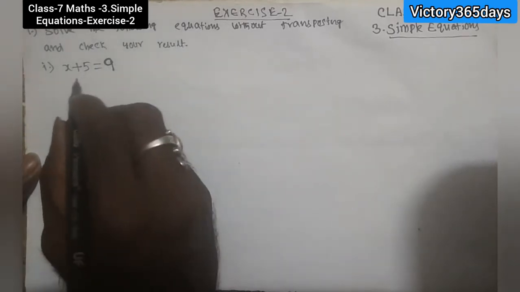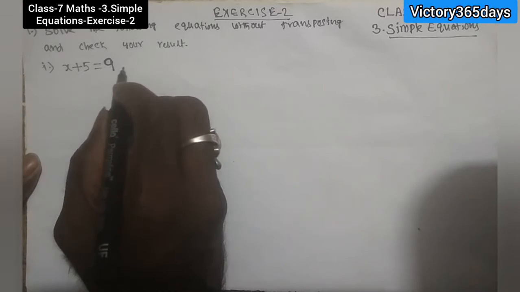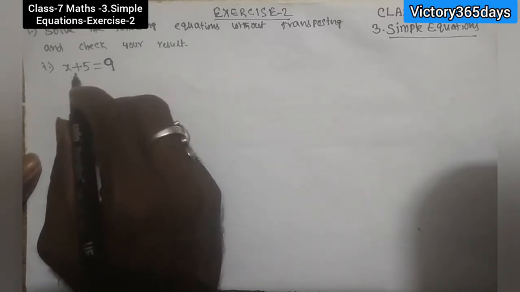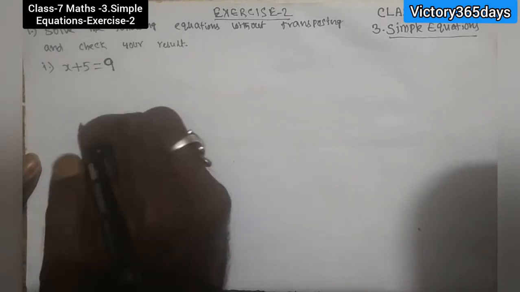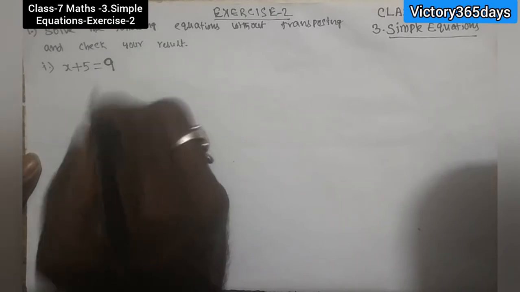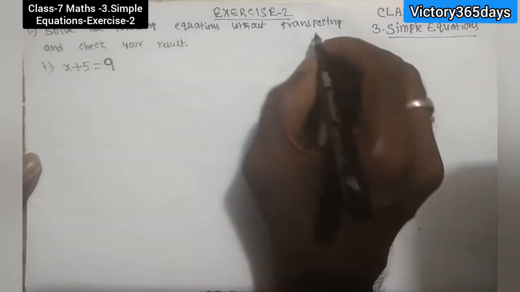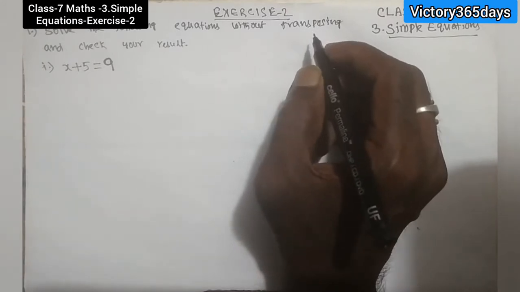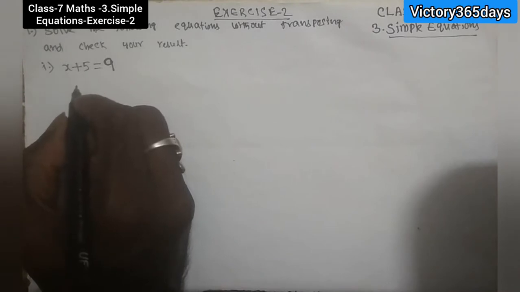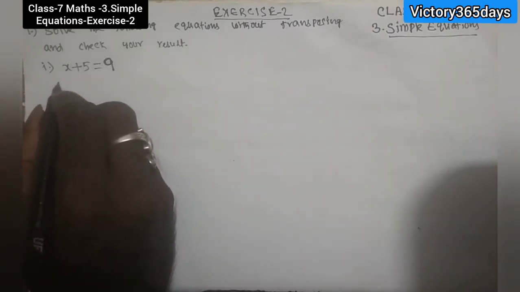We know that process. Here 5 is transposed to the right side. So if we transpose to the right side, x equals 9 minus 5. We get x equal to 9 minus 5 equal to 4. That is one of the processes. But here, without transposing, what do we do? We simply identify which number we have to subtract.